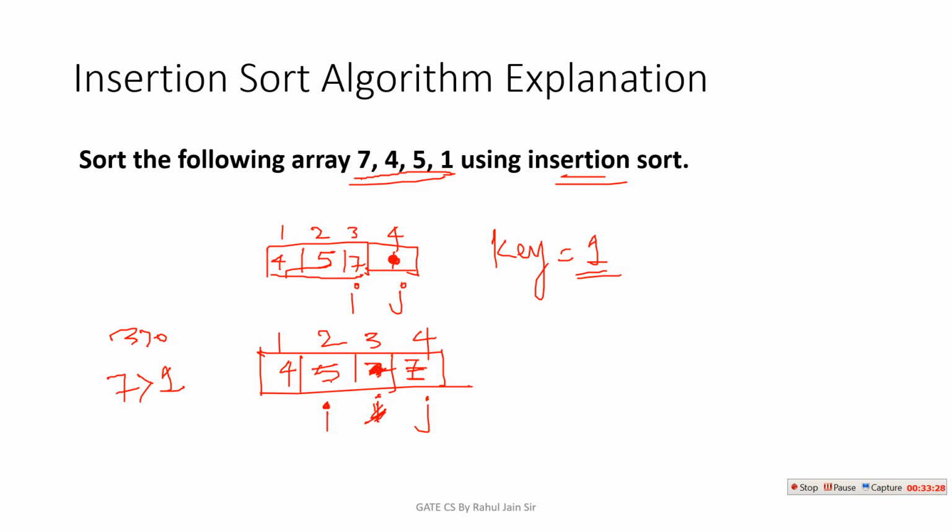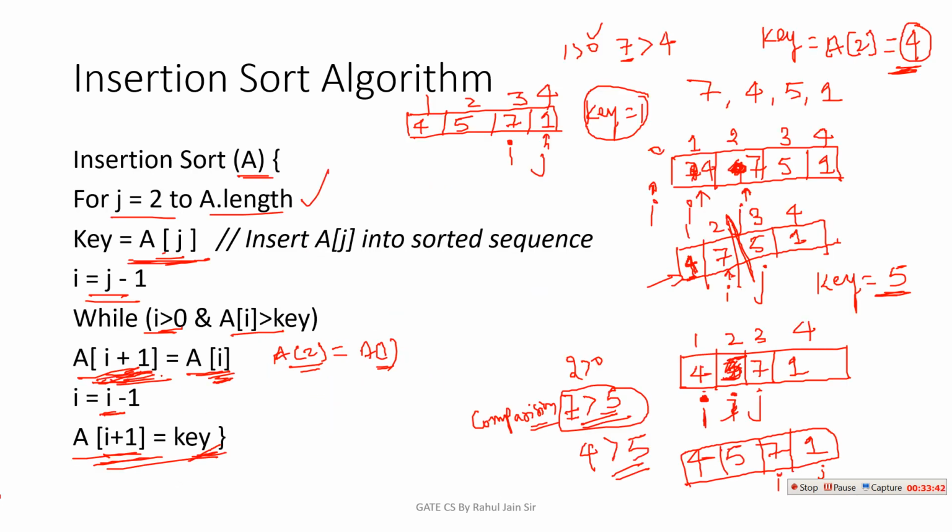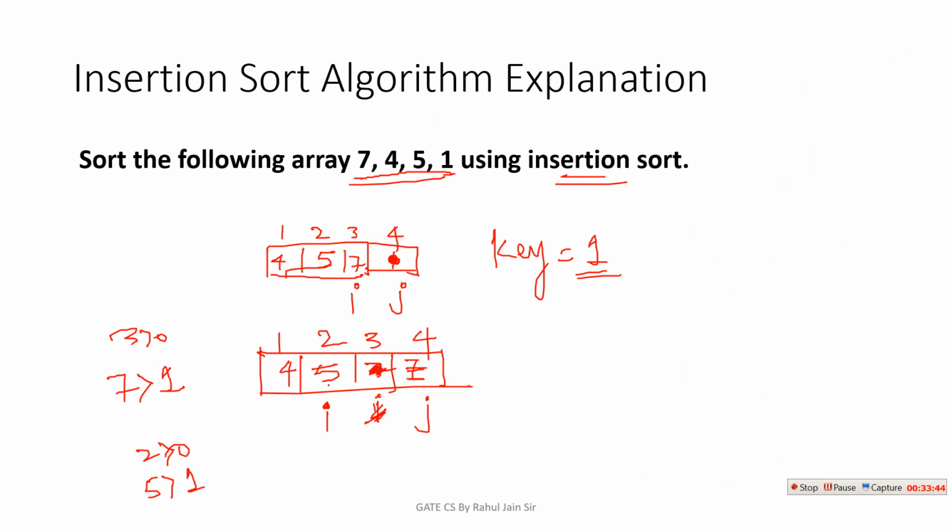Now again I need to compare. Is i greater than 0? Yes, i is greater than 0 because 2 is greater than 0. And a of i, that is 5, is greater than key, that is yes, 1. So I will move a of i plus 1 equals to a of i. A of i plus 1 means this place would be replaced with 5. This is replaced with 5 and this place will remain empty.